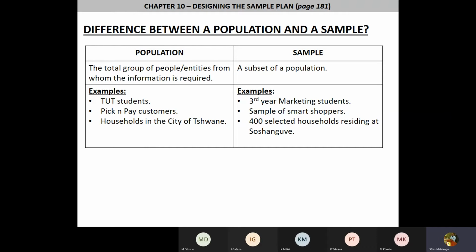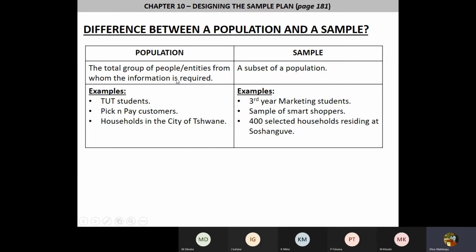For example, we could be conducting research about TUT students, and every student who's registered becomes the population. Or we'll be conducting research about Pick and Pay stores, and we're looking at the behavior of their customers, and everyone who's a Pick and Pay customer becomes the population. So in simple terms, a population is the total group of people from whom the information is required.